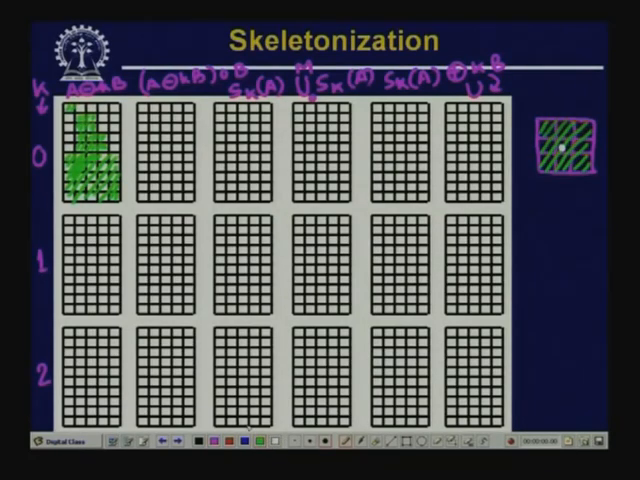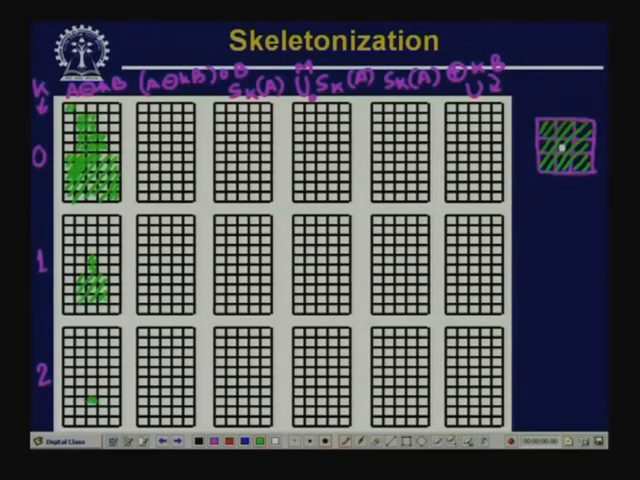So, if I erode this given point set A with respect to our 3 by 3 structuring element, then after eroding it for the first time, the output that I get is like this. So, this is the output that I will get after eroding the given point set A with our 3 by 3 structuring element once. And if I erode it for the second time, then the output that we will get is this.